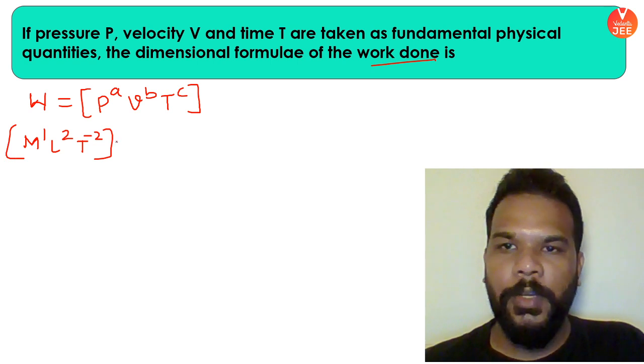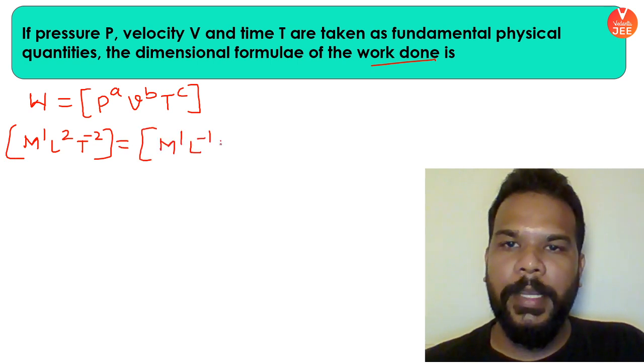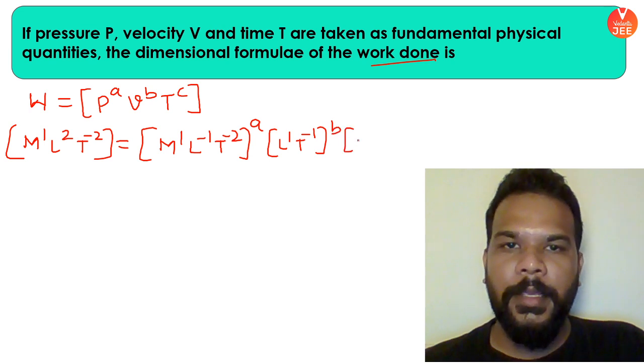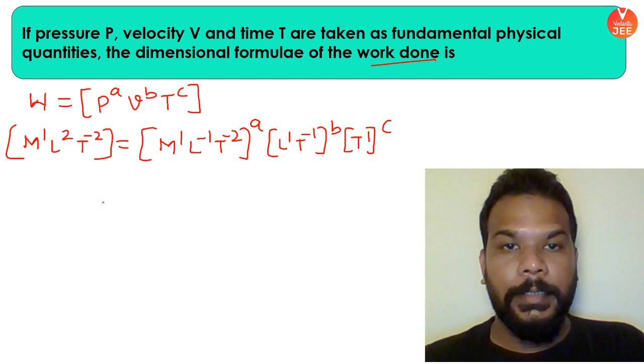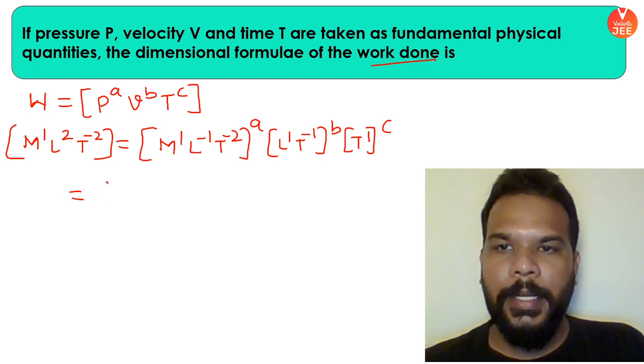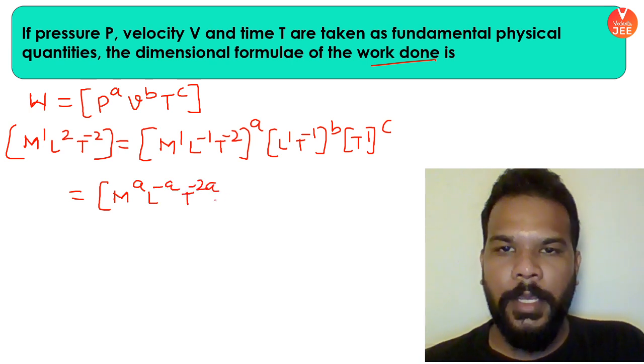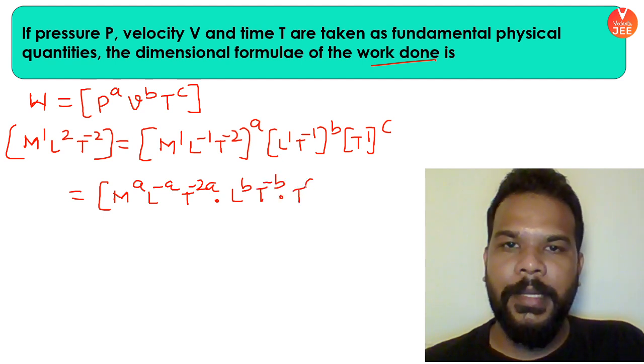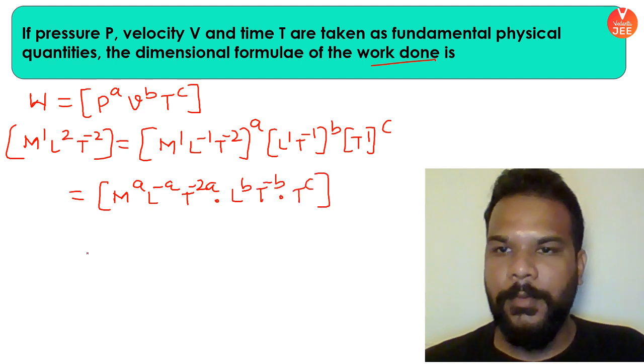Okay, so left hand side the dimensions are M1, L2, T minus 2. We know the dimensions of work very well. Right hand side is pressure. Pressure is M1, L minus 1, T minus 2, power is a. Velocity is L1, T minus 1, power is b, and time to the power c. Okay, so guys, on the right hand side, I have M to the power a, L to the power minus a, T to the power minus 2a. After that, L to the power b, T to the power minus b, and T to the power c. That's basically what is happening.